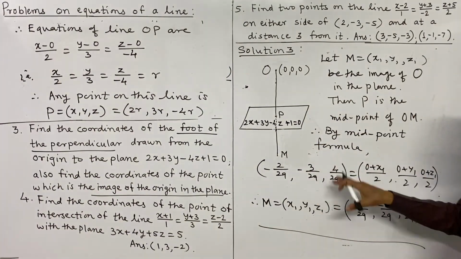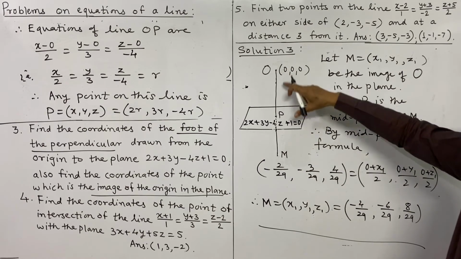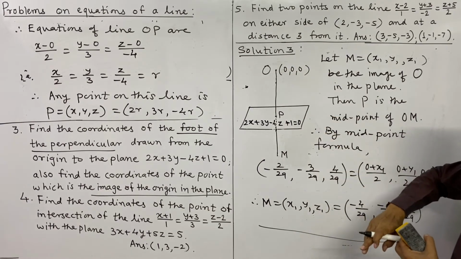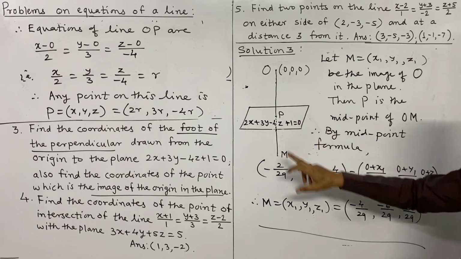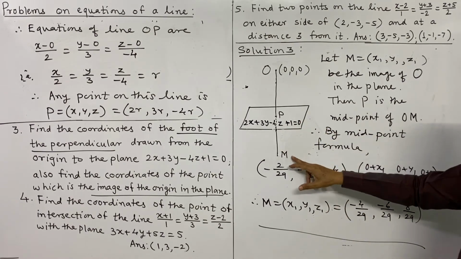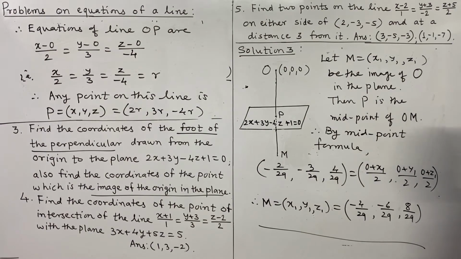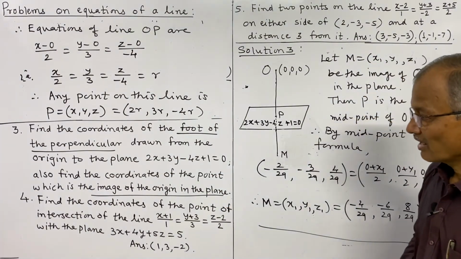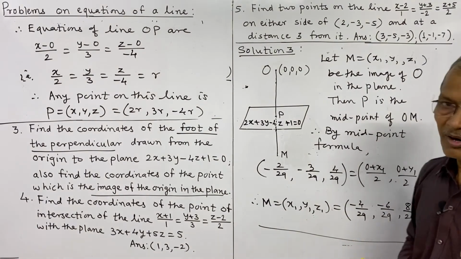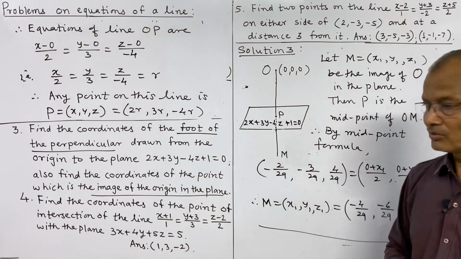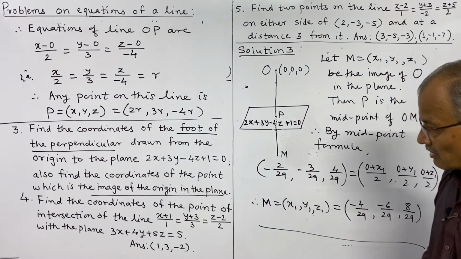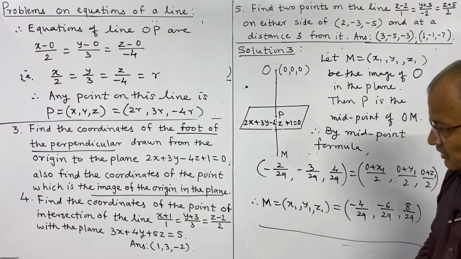So thus we have solved the problem. From the origin we obtained the equation of the line perpendicular to the plane, then we obtained the coordinates of the foot of perpendicular P, and then the coordinates of M. So this completes the solution for the third problem. Now the fourth and fifth problems I will leave for you to solve, and you should try these problems yourself.